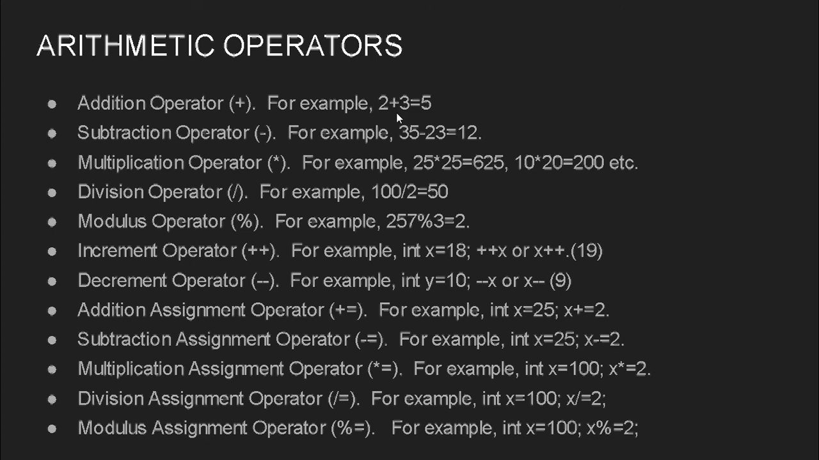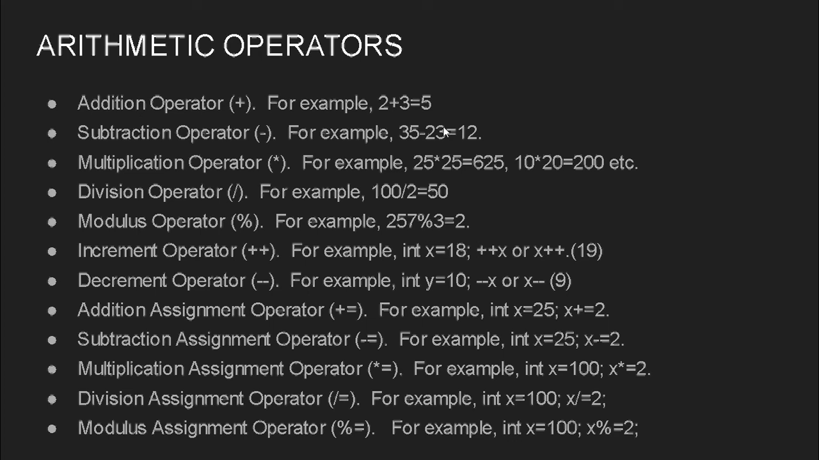Here I have written 2 plus 3 equals 5. However, in a Java program it is going to be slightly different. You need to create three variables. Two variables will be the operands, on which this operator is going to work, and the third variable will store the result. For example, int a, b, c, where a equals 2, b equals 3. Then I write c equals a plus b. That is how the addition operator works.